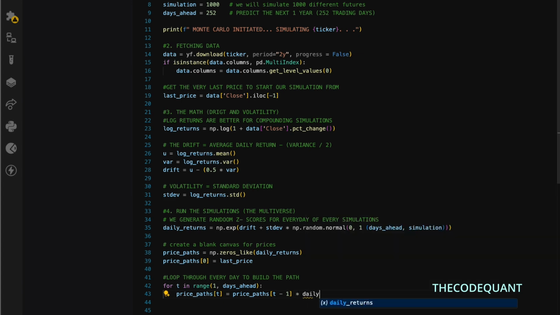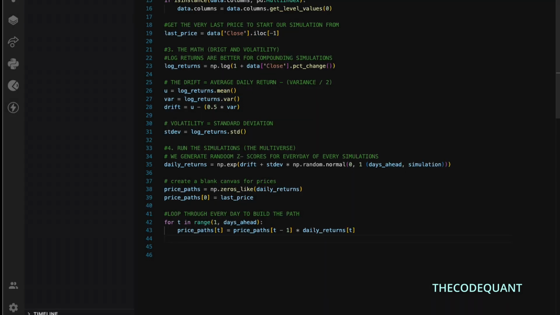Then we will go for the math, the drift and the volatility. As you know, volatility is the most important thing. After that, the volatility is derived. This is the most crucial section.